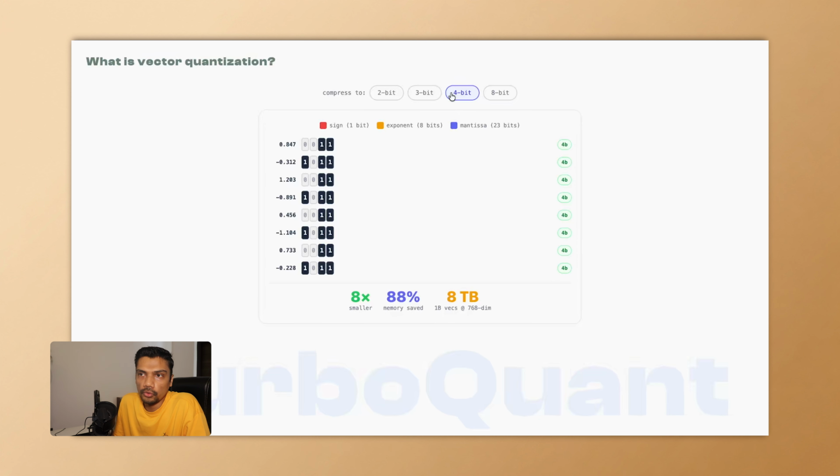There are two applications that this was tested on. One was KV cache quantization, and the second was nearest neighbor search. In KV cache quantization, this compresses the key and value vectors in a transformer's attention mechanism. This is critical for serving LLMs with long context. And for nearest neighbor search, it compresses a database of vectors so that similarity search uses less memory and runs faster while keeping recall high.